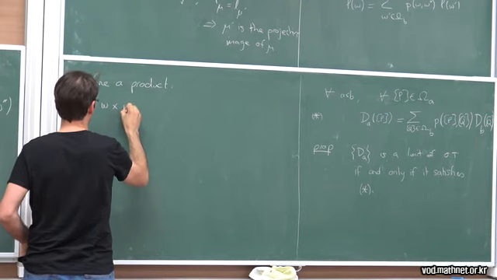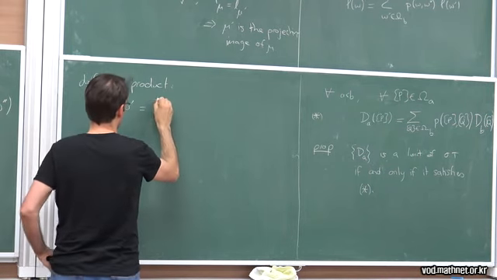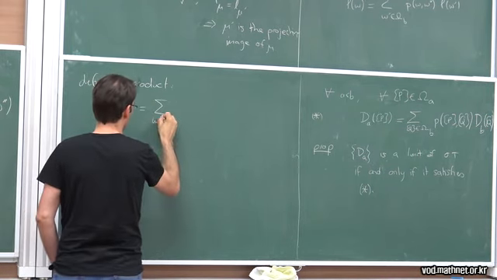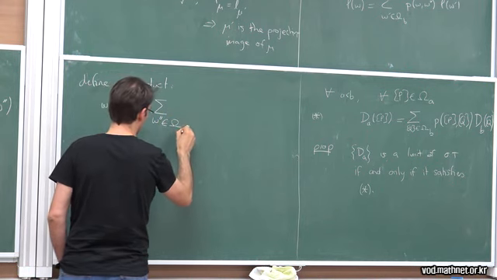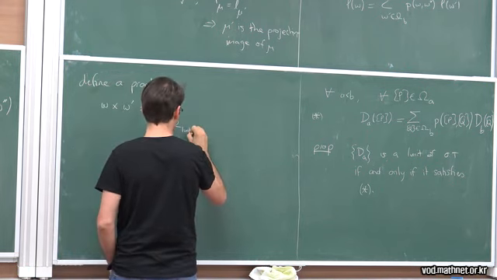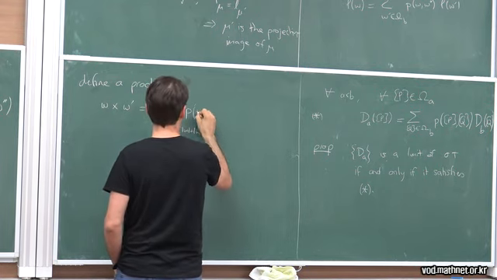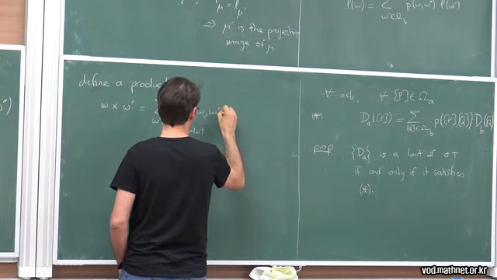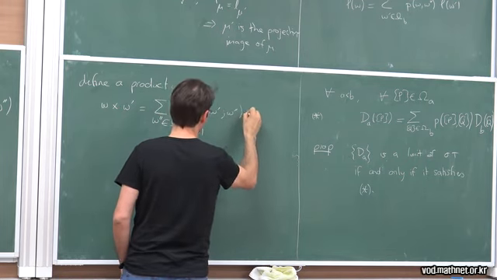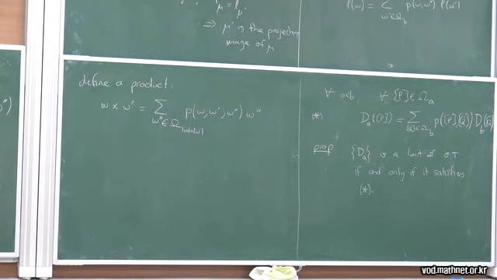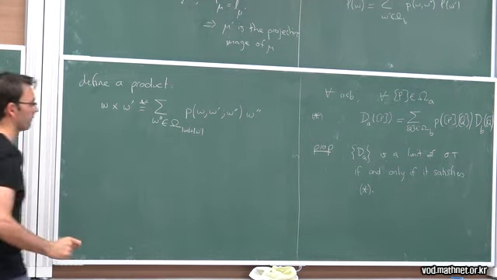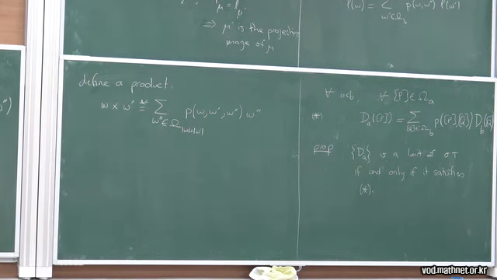Omega times omega prime. I'm going to define it as a sum over all omega second, which are order types of size the sum of these two, omega and omega prime, of the probability that splitting omega second gives me omega and omega prime, times omega second. That's a definition of a product. So the product of two order types is not an order type. So it's a weighted sum of order types.